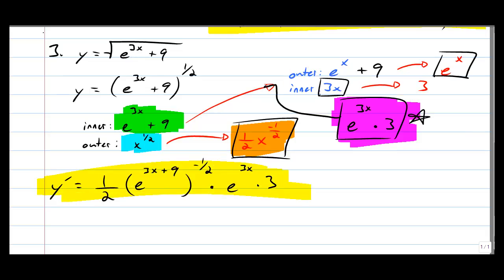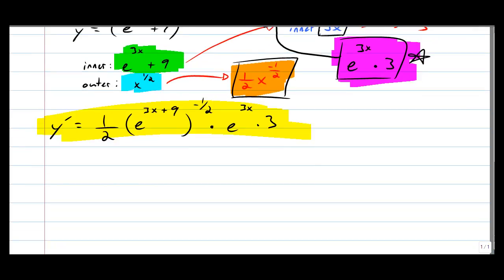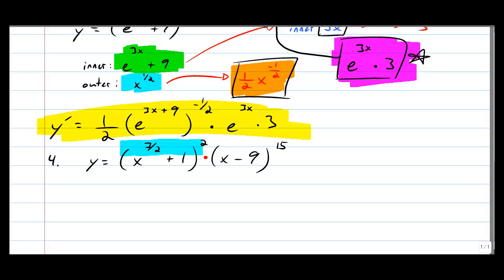Alright, next problem on the assessment. 4 is y equals x to the 3/2 plus 1 squared times x minus 9 to the 15th. We're going to need product rule. Okay, I see this function in blue, and I see this function in green. So if I could just find each of their derivatives, life would be good. Life would be easy. So let's take this one in green.